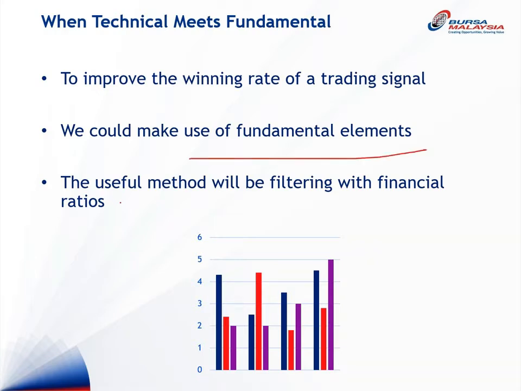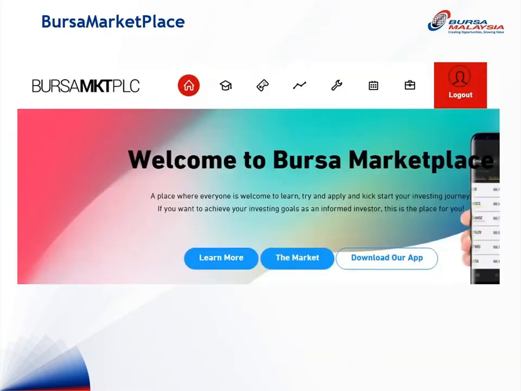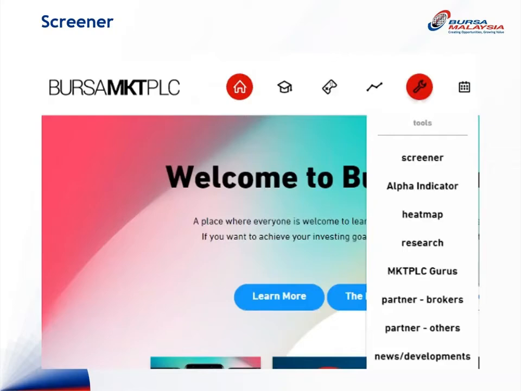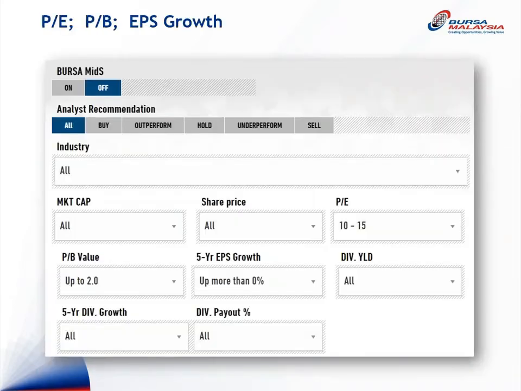The simplest thing is you don't have to understand so many things about the accounts and all this. I'm just using merely a financial ratio to filter the stocks. So you can log into Bursa Marketplace. They have this kind of tools built for you already. For example, what you can do is go to the screener. There's a screener in Bursa Marketplace as well.